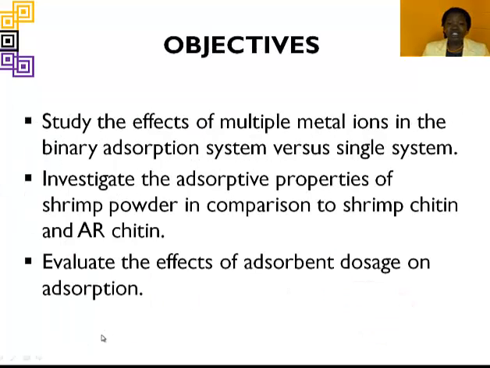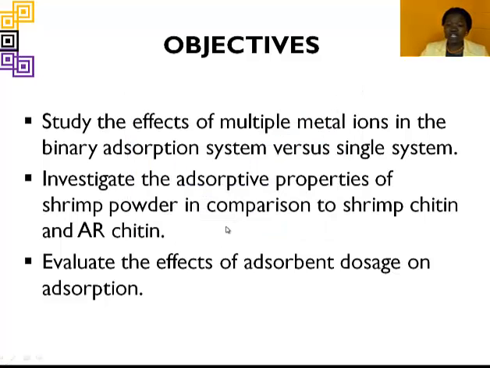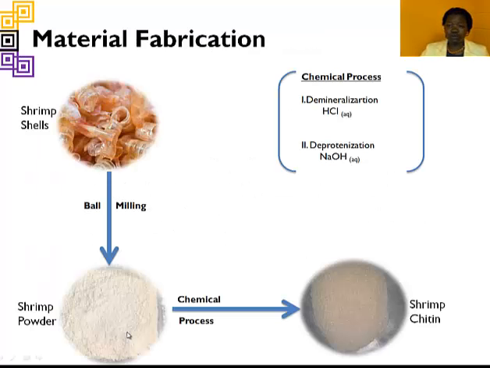My objective in this study is to study the effects of multiple metal ions in the binary adsorption system versus the singular system. A binary system is a typical imitation of the industrial effluent, which constitutes several heavy metal ions. A binary system involves two metal ions in the same aqueous solution versus a singular system which has just one metal contaminant. I would also like to investigate the adsorption properties of shrimp powder, shrimp chitin and analytical reagent chitin. I would also like to evaluate the effects of adsorbent dosage on adsorption.